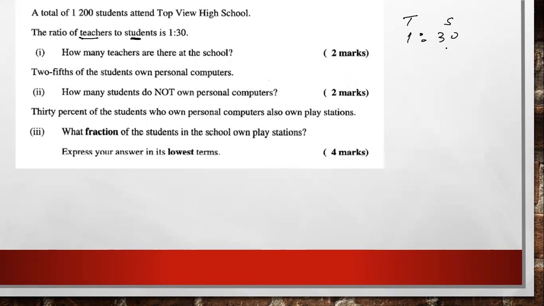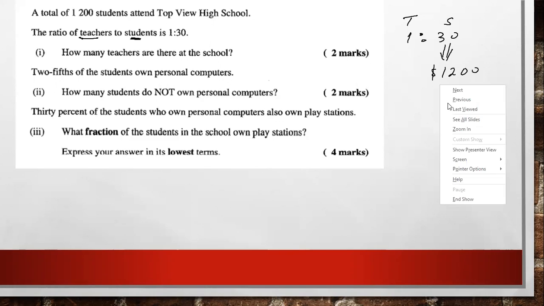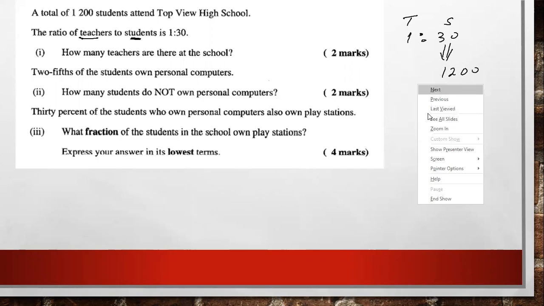We say this one here. No, it's 1,200 students. Now, after this, what will I do? You can tell me what I need to do next. I want to find what is one part. So what's the first statement I have to write? 30 parts equal 1,200.